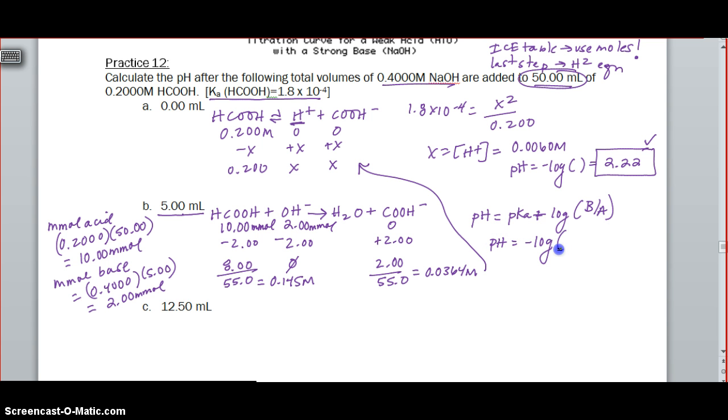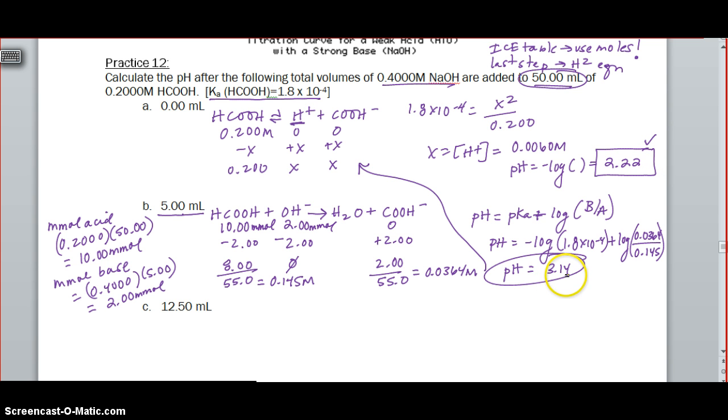So negative log of 1.8 times 10 to the negative 4, plus the log of our base over our acid. So our conjugate base is the 0.0364. That'll go on top, and on bottom will go the acid, so the 0.145. So pH is equal to 3.14. Alright, so our starting pH was 2.22, which is reasonable for a weak acid.